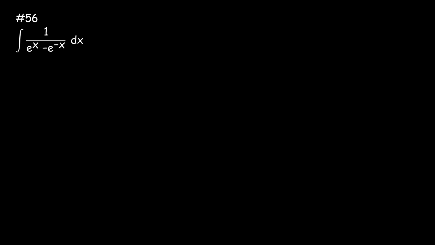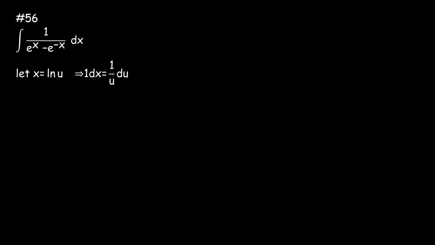Question 56. We have the integral of 1 over e to the power x minus e to the power minus x dx. We are going to let x be equal to the natural log of u. Now we are letting it be the natural log of u because we want the e to the powers to cancel out.